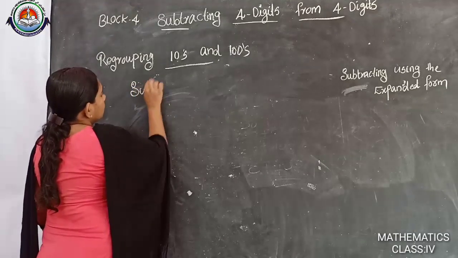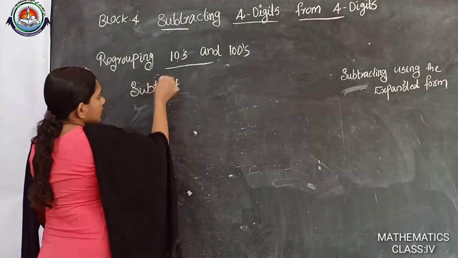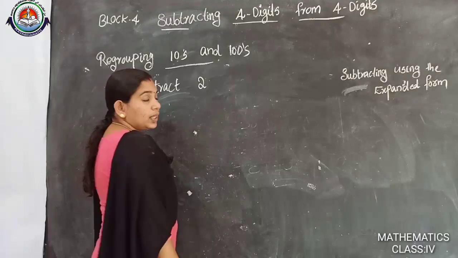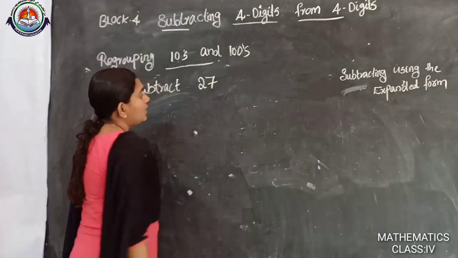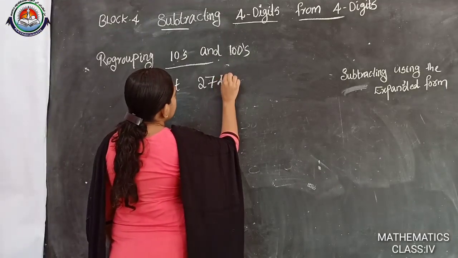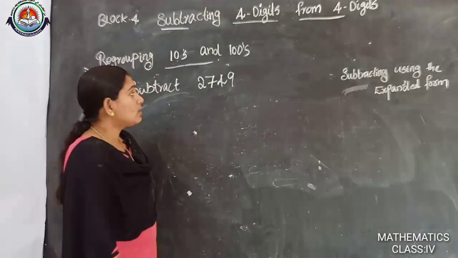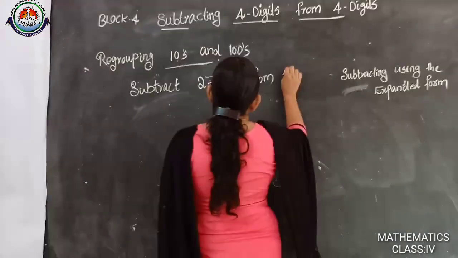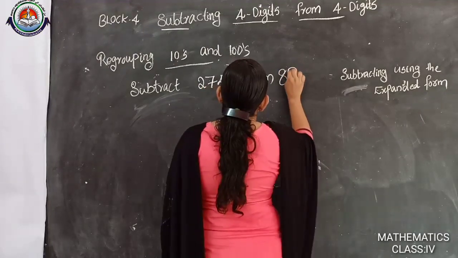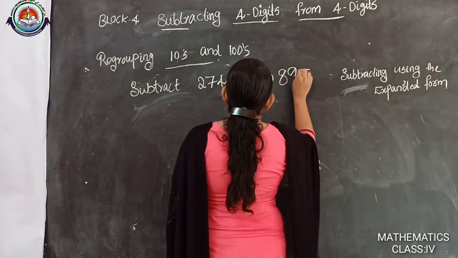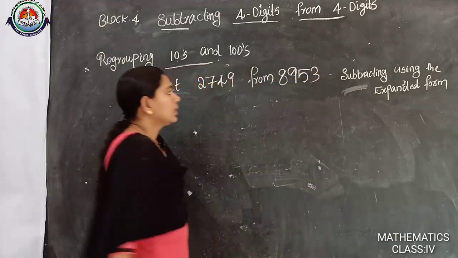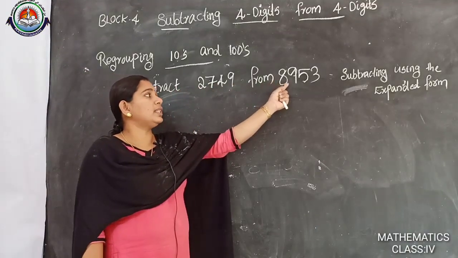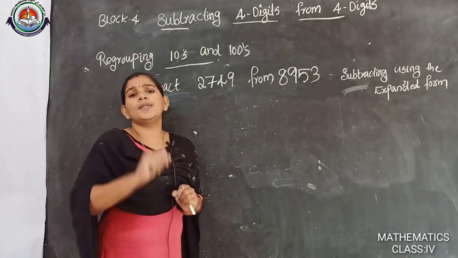Subtract 2,749 from 8,953. We want to subtract 2,749 from 8,953. We are using only the column method.